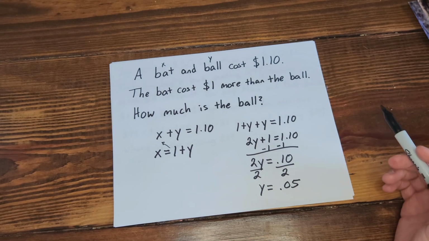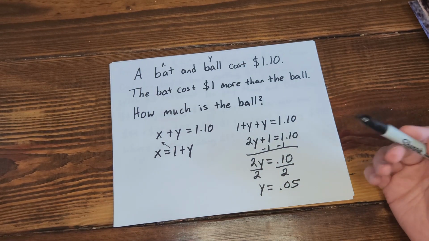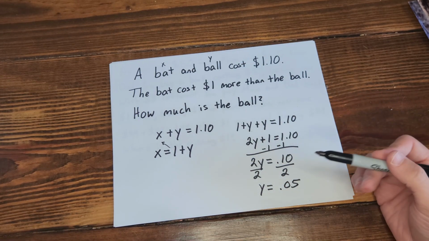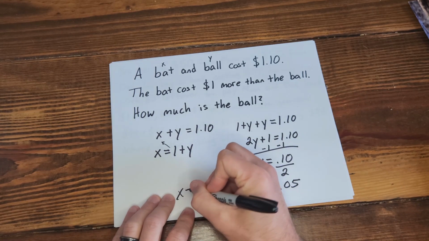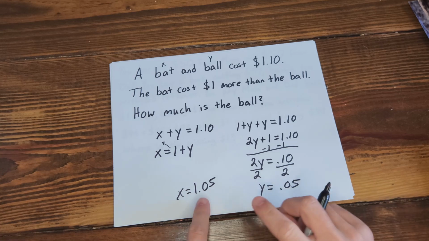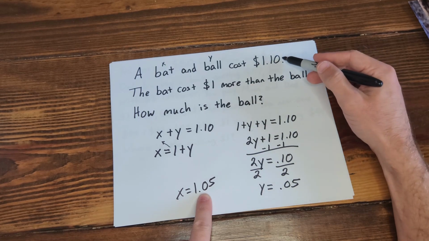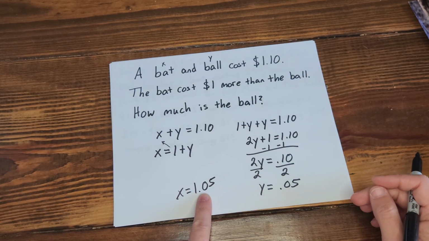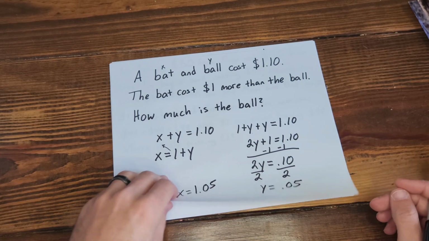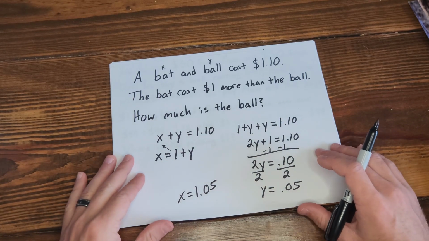The ball costs 5 cents, which makes sense because if the bat costs $1 more than the ball, then that means the bat costs $1.05. So if I take $1.05 plus my original 5 cents from the ball, that total equals $1.10. So, second one solved.